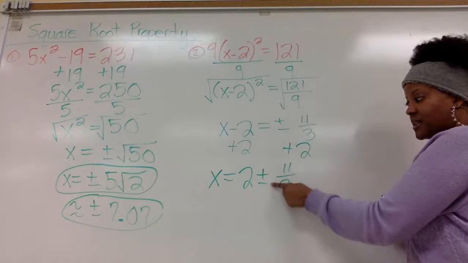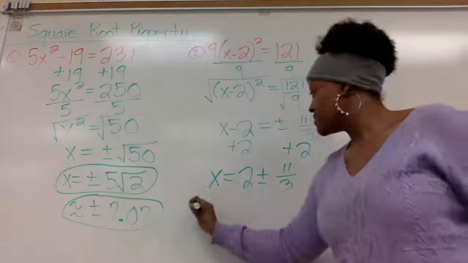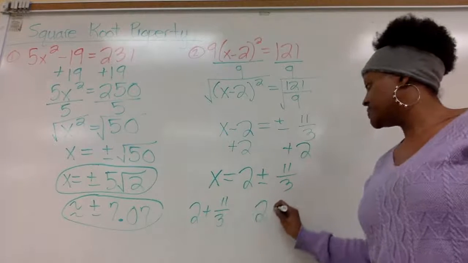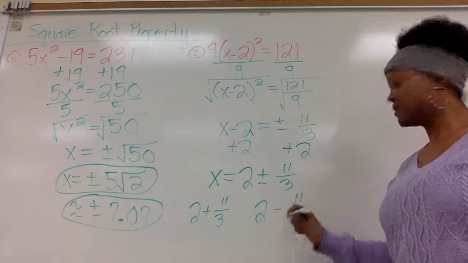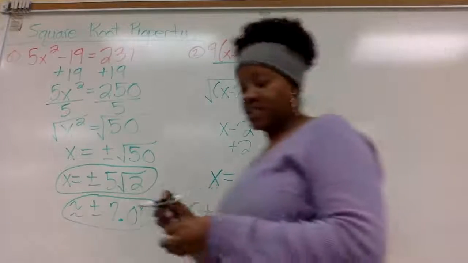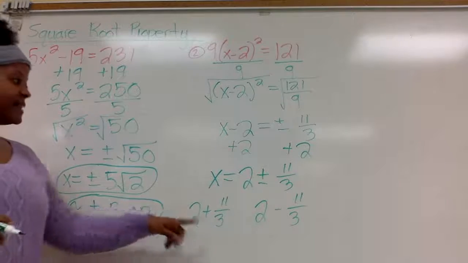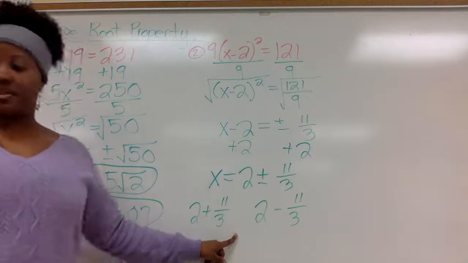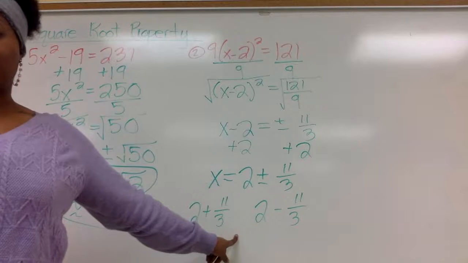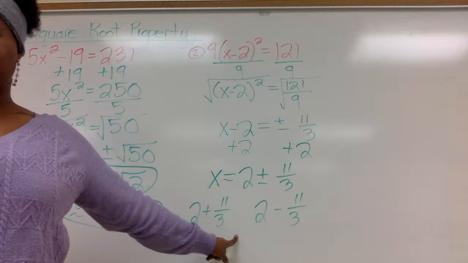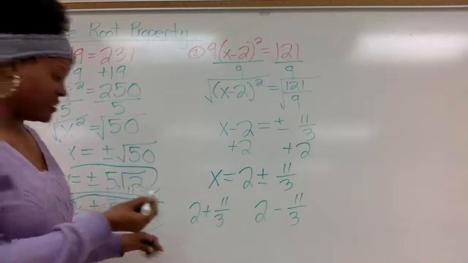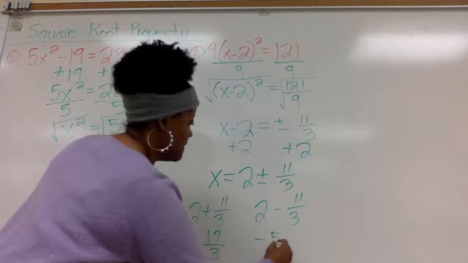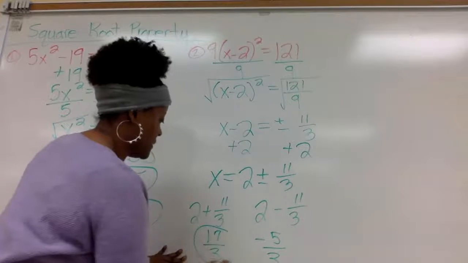This plus or minus tells me that I'm going to get 2 different answers. So we're going to do 2 plus 11 thirds and 2 minus 11 thirds. I want to make sure we're straight there. We can use our calculator, do it in our head, whatever the case may be. So my final answer, we should get 17 thirds and negative 5 thirds.